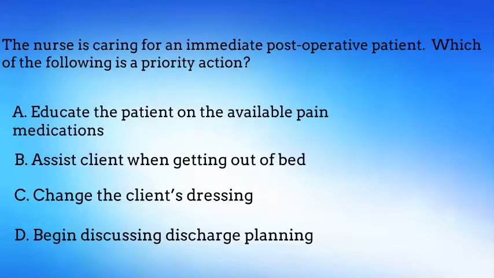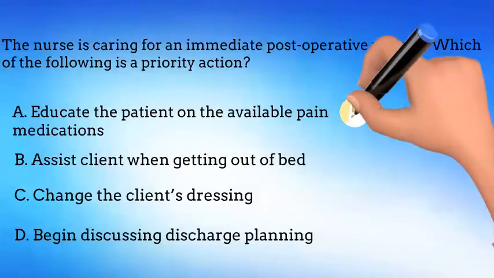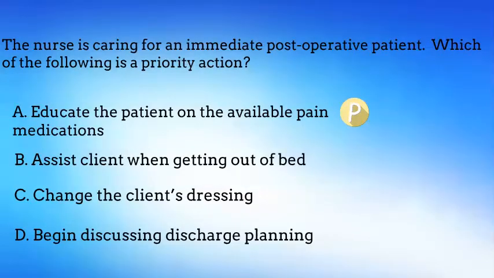Let's go through these one by one. Option A, educate the patient on the available pain medications. This has to do with pain and teaching. Now remember, this patient just came out of surgery. They're likely very tired and probably sleeping most of the time. Also, it's about pain. And nothing in this indicates that this pain is related to loss of limb or loss of life. It is more than likely typical postoperative pain, which is expected. So we'll mark this as our priority because it's the only option we have right now. But I have a feeling something else will take priority.